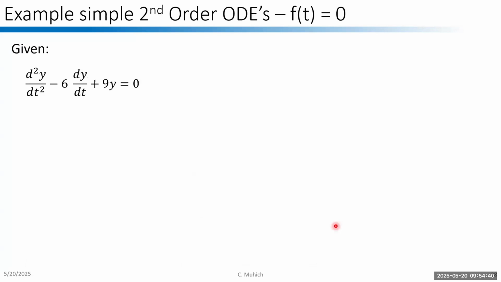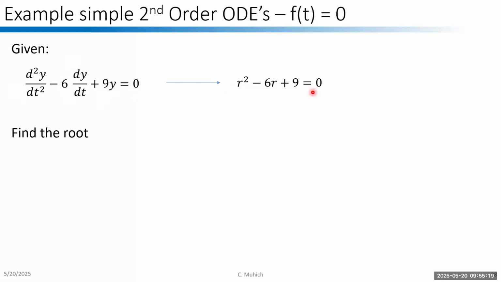Let's do an example of a second order ODE where I have the right-hand side equal to 0. Here I have d squared y dt squared minus 6 dy dt plus 9y equals 0. I can pull out my characteristic equation, right? What is A? A is 1, so I have r squared. That's B, so minus 6r. And what's in front of y? It's just 9, so plus 9. So we have r squared minus 6r plus 9 equals 0.